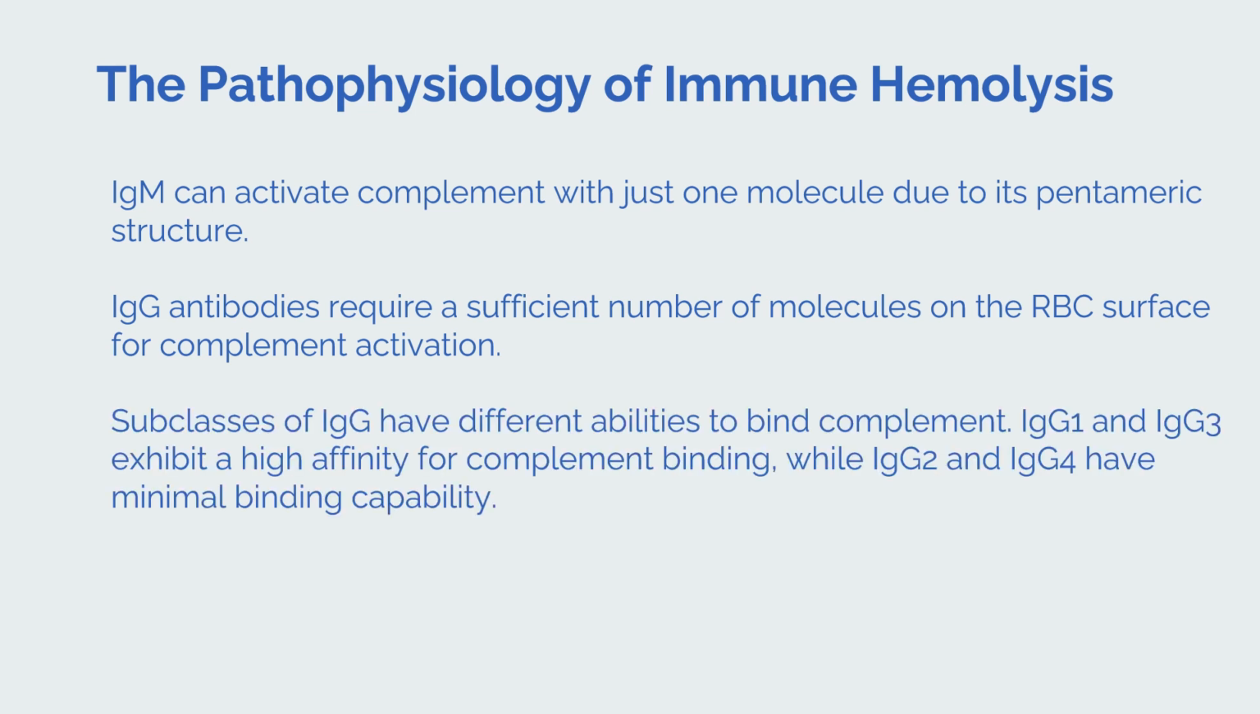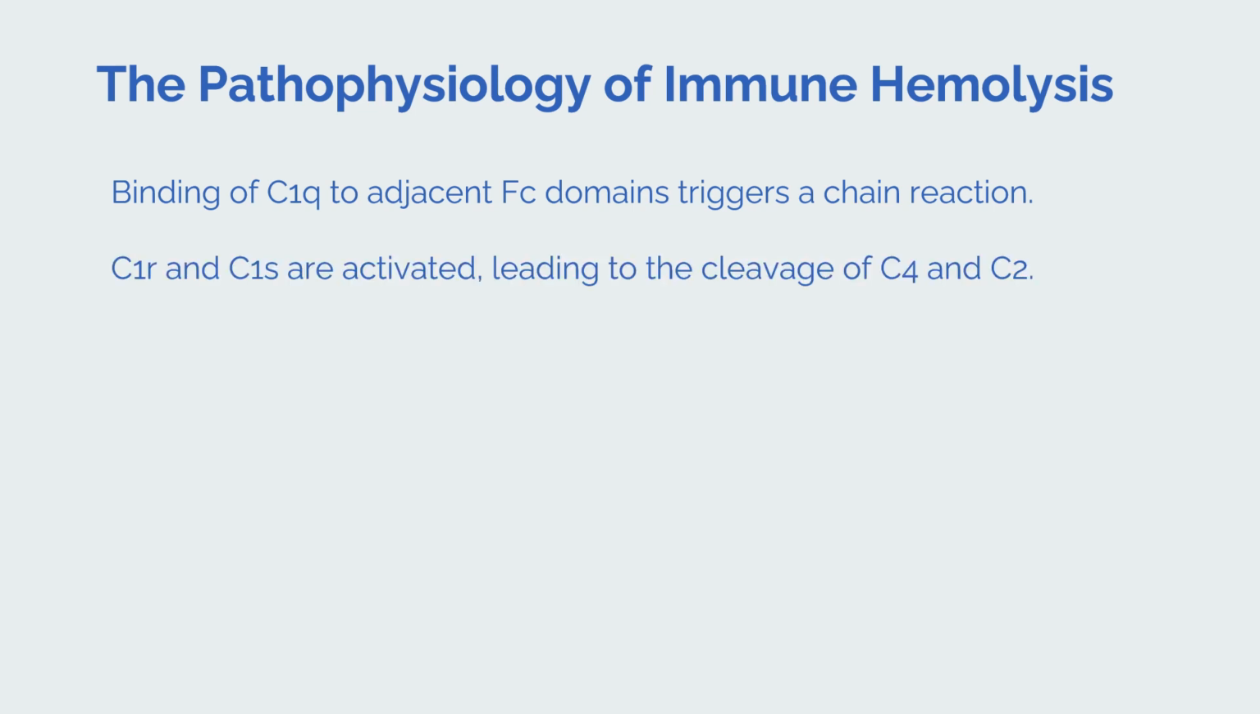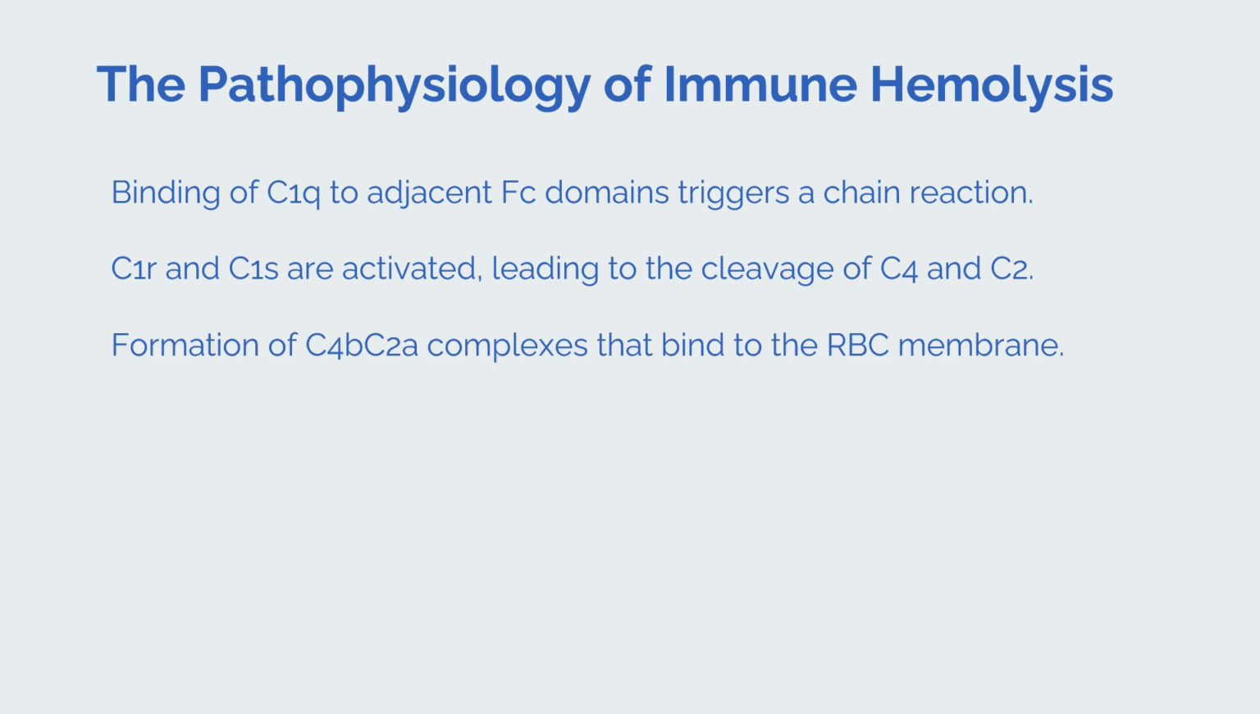It's important to note that subclasses of IgG have different abilities to bind complement. IgG1 and IgG3 exhibit high affinity for complement binding, while IgG2 and IgG4 have minimal binding capability. The binding of C1q to adjacent Fc domains sets off a chain reaction. C1r is activated, which, in turn, activates C1s. This complex then cleaves C4 and C2, leading to the formation of C4bC2A complexes that bind to the RBC membrane.